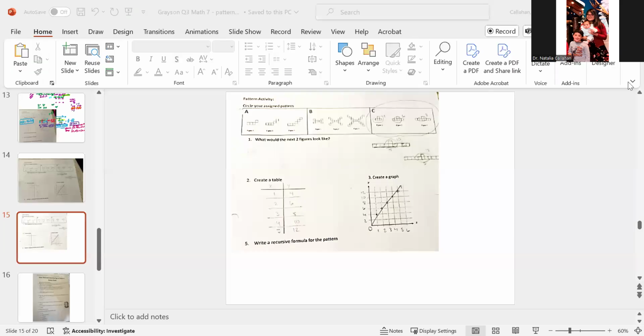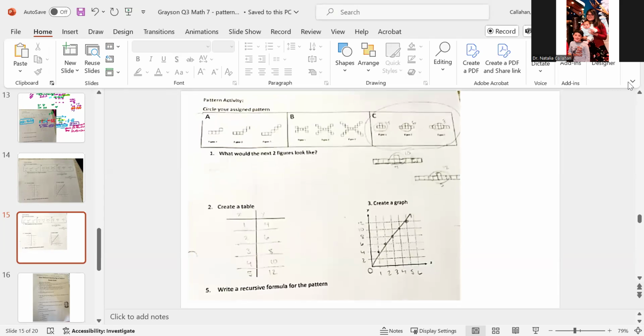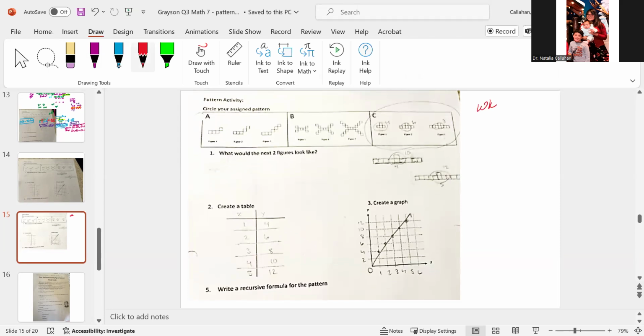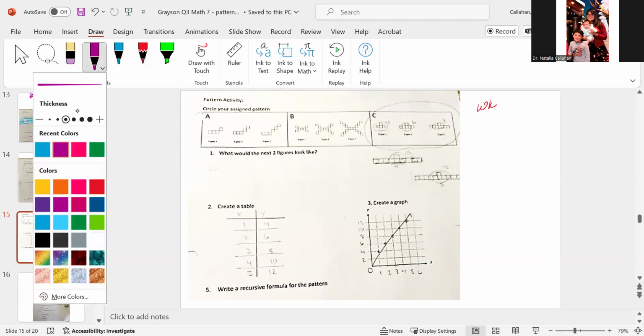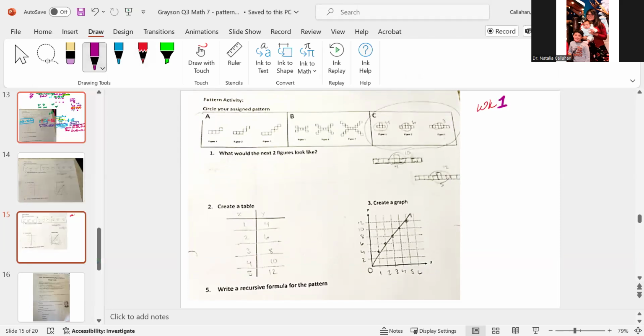Okay, so this is for week 1, Friday, math 7 for quarter 3 on sequence and patterns with explicit and recursive formula. All right, so we're going to do B, correct?